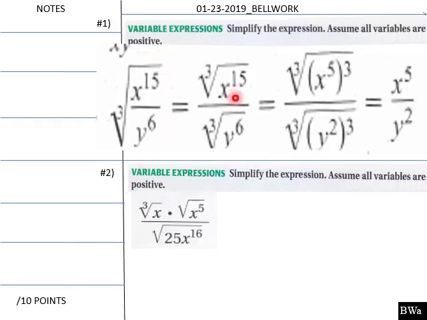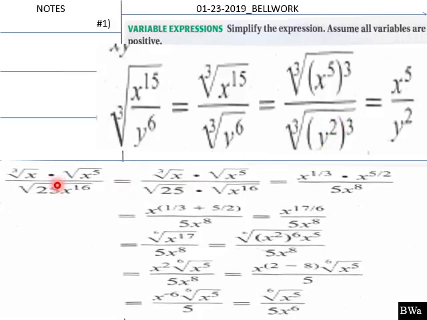Here's number 1, so we have the cube root of both these expressions. And then we use our radical property of quotients. And then we factor out a cube from each one of these exponents: y squared to the third power, x to the 5th to the third power. And then these cancel, the cube root, and these cancel. We end up with this expression here.